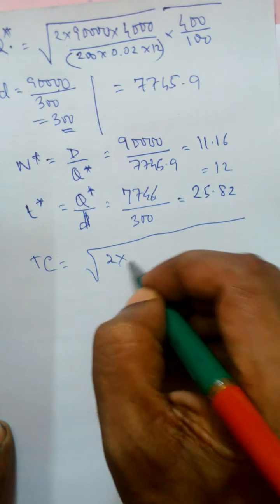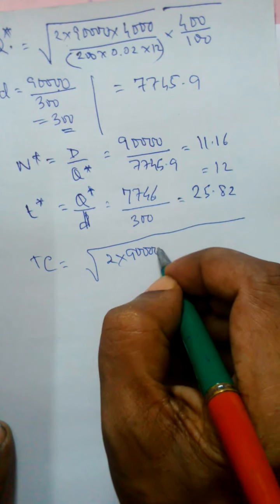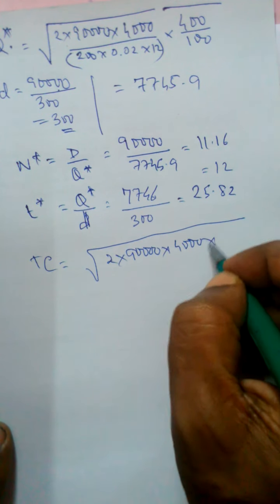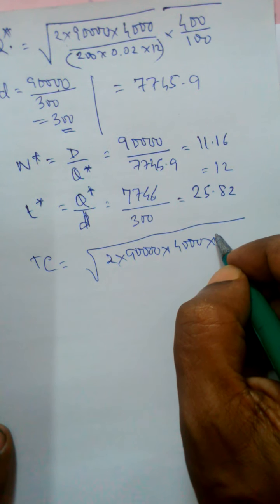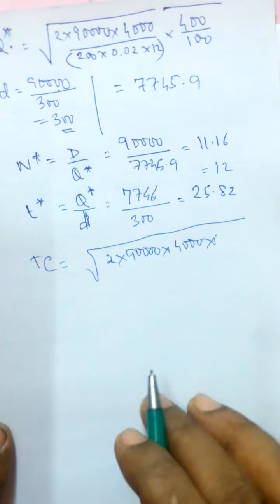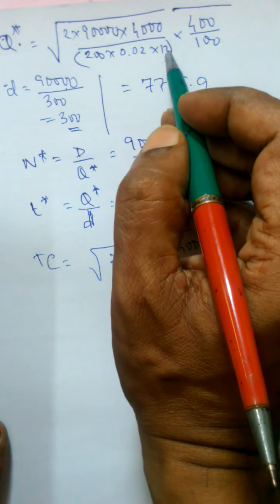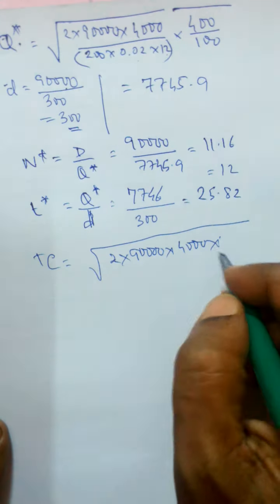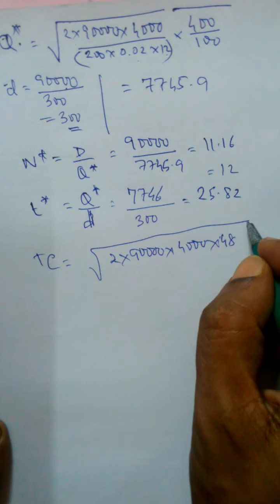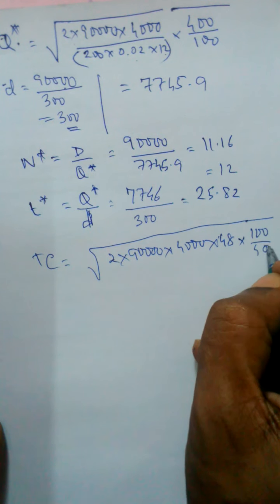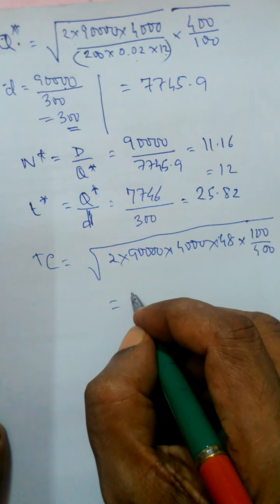Now the last is total cost, for which we have already found the formula. This is 2 into 90,000 into CO, which is 4,000, into your 48 rupees comes here. If you multiply 200 into 0.02, sorry, 12 into 0.02 into 200 comes to 48. Then the reverse one, 100 by 400. So your result is ultimately the cost.